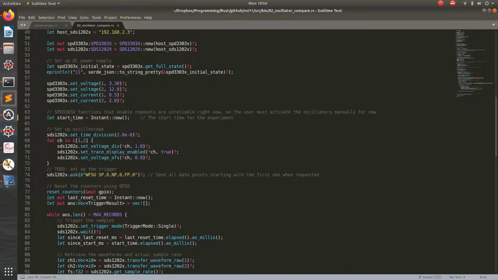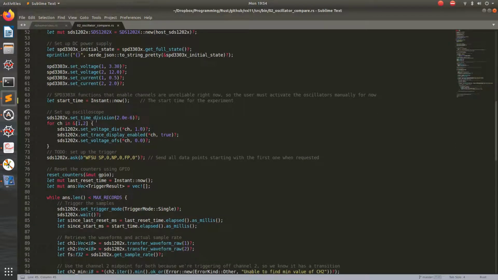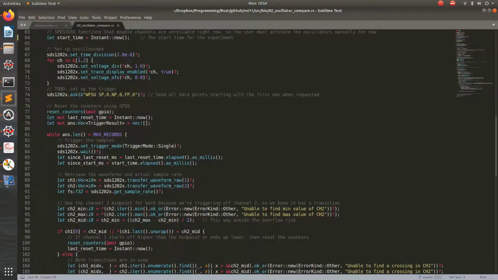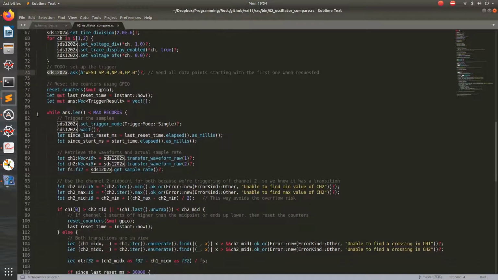So here we record the start time for the whole experiment. We set up some of the parameters for the oscilloscope. This function tells the oscilloscope that when we ask for the waveform, we want the whole thing, is basically what that does.